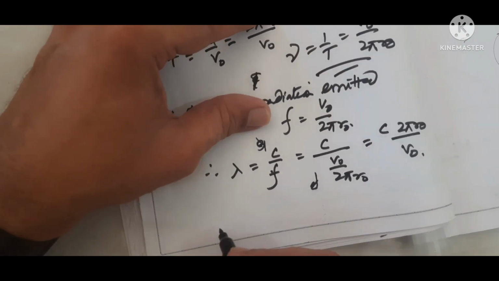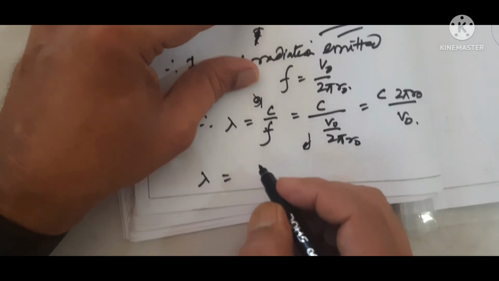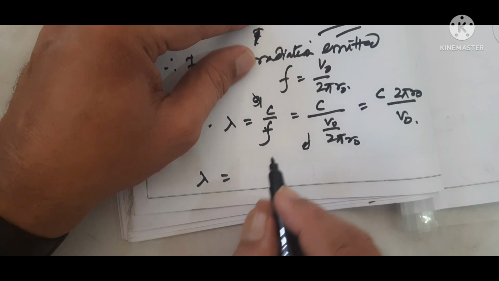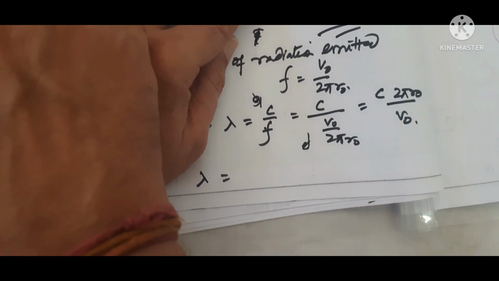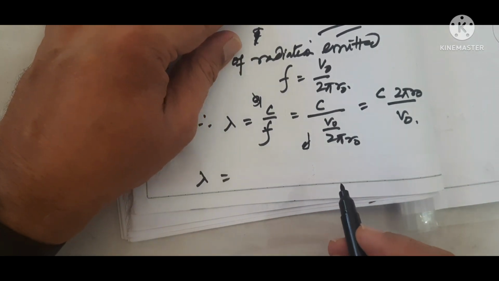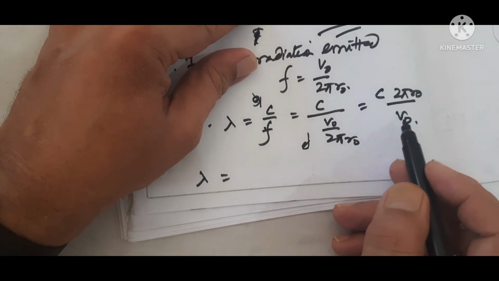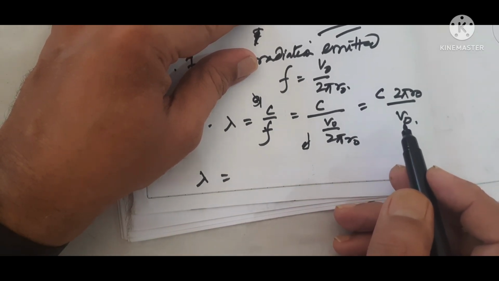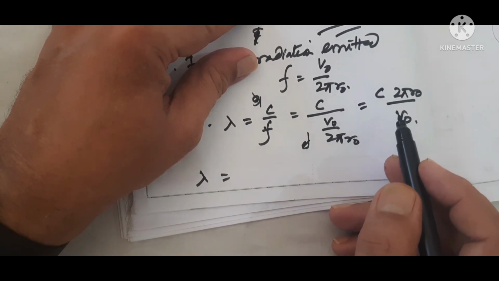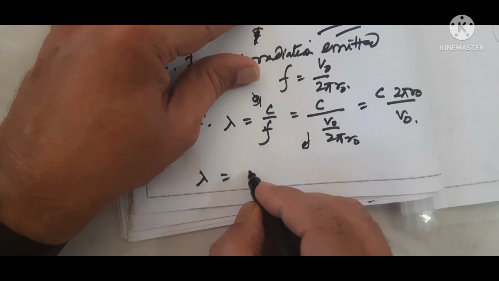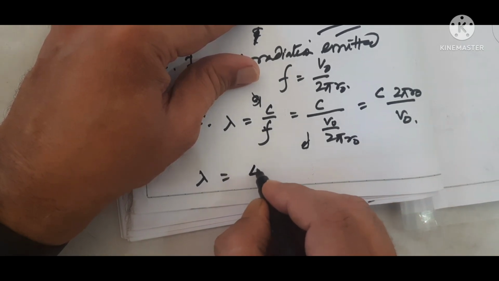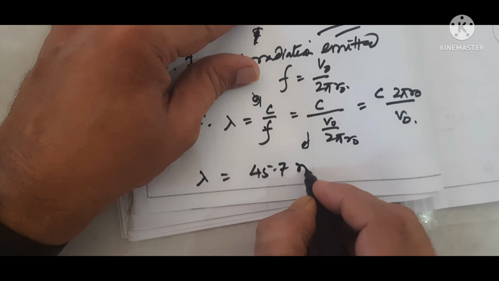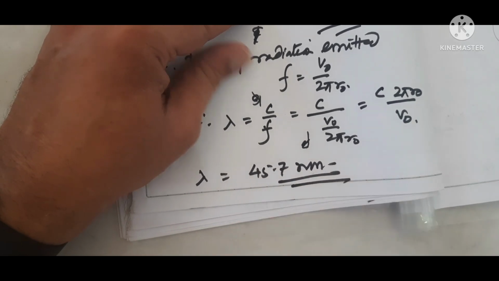Now put its value by putting the different values of the 2 pi and this c is speed of light and all these things. If we are going to put its values, that is around, I am using the calculator, 45.7 nanometer. That should be your answer.